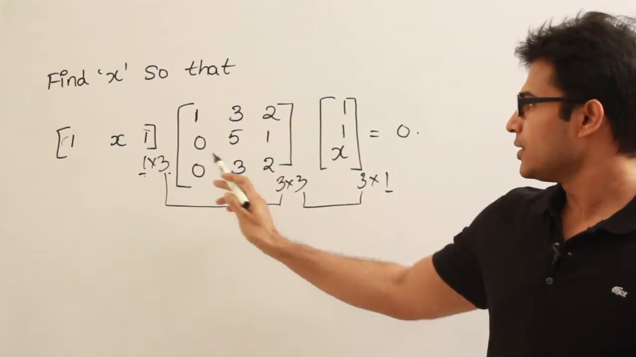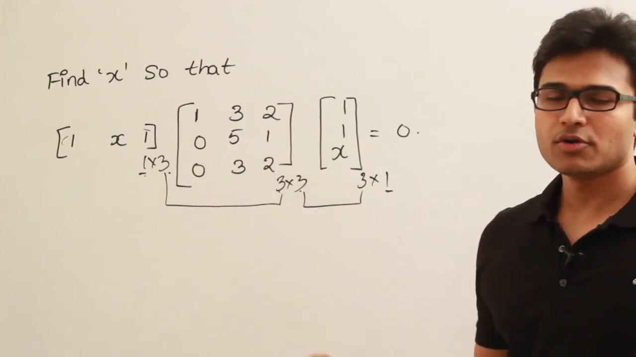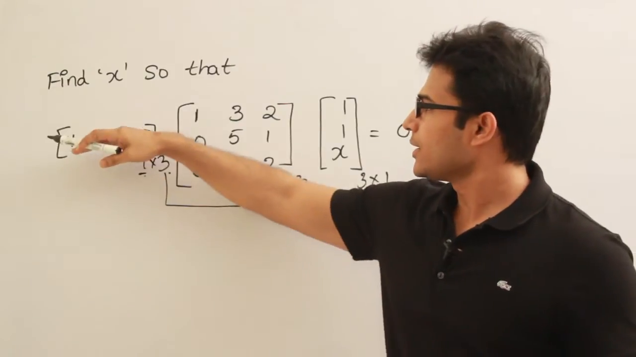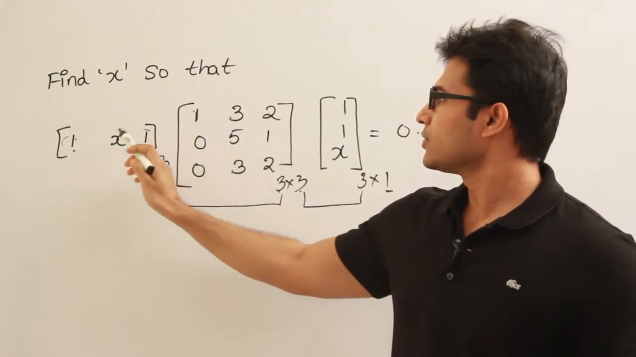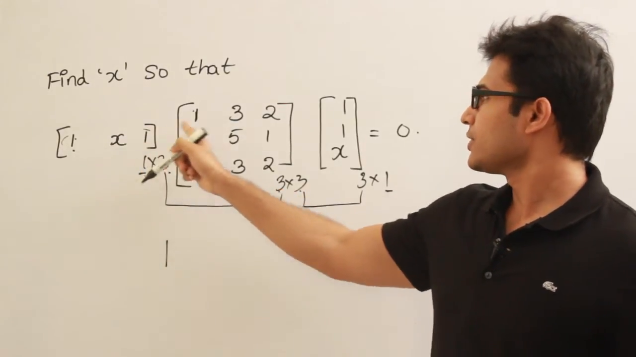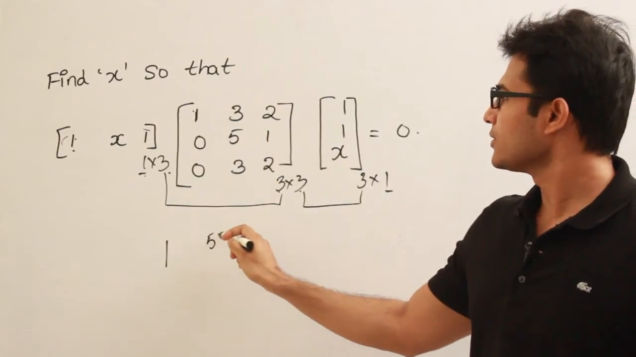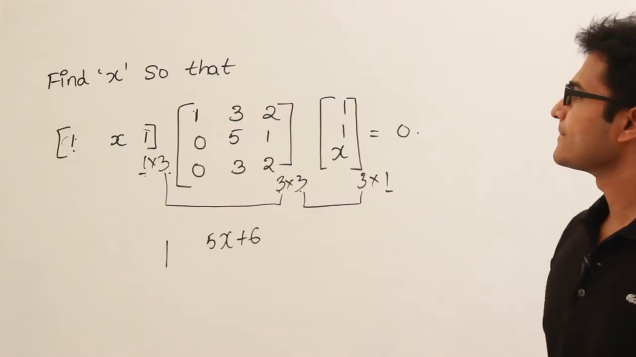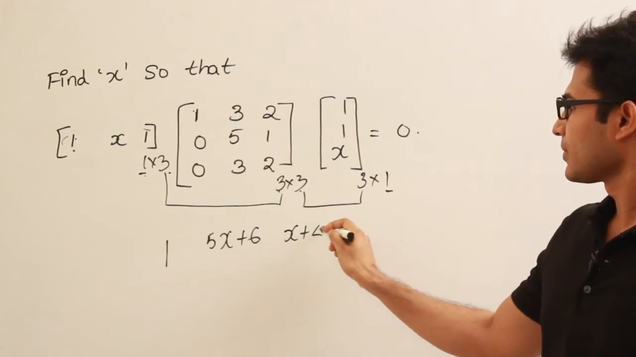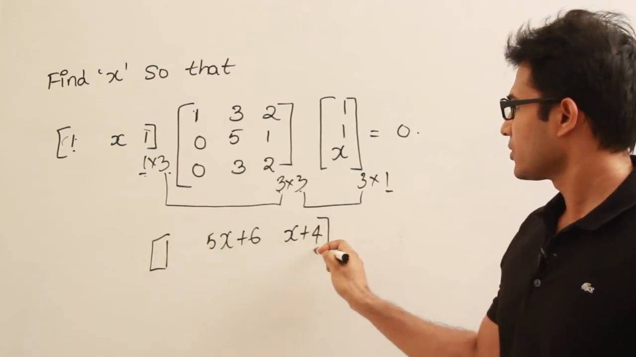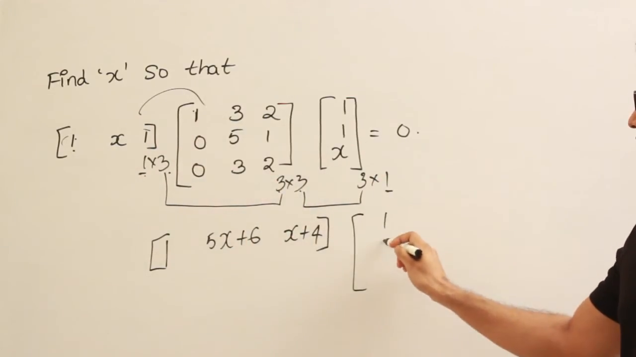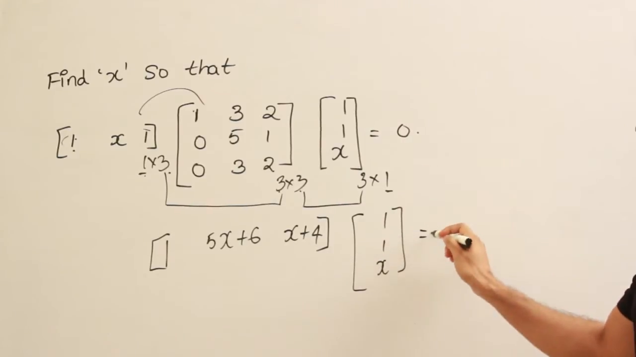Now it is 1 by 3 multiplied with 3 by 3. Therefore we are going to get a 1 by 3 matrix. A 1 by 3 matrix means a matrix similar to this one. Now if I take this first row and multiply with this first column, the corresponding elements get multiplied and I get 1 here, right? And if I take this one and multiply with this, I'm going to get, I think, 5x plus 6. Yeah, if I multiply with this, I'll get x plus 4, right? So this is one matrix. When I multiply these two, I got this matrix, and the result I have to multiply with this 1 1 x, right? And then I have to equate it to 0.